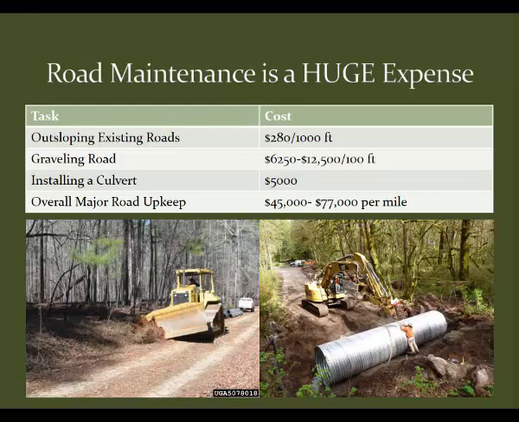To outslope an existing road might be several $100s per 1,000 feet. And you can imagine you're never just working on 1,000 feet of road. You're usually working on miles of road at a time. Graveling a road can be thousands, up to $10,000 per 100 feet. Installing a culvert is going to be thousands of dollars. So the upkeep of major forest roads is going to be on the scale of $50,000 per mile. And again, if you have 350,000 miles of roads that you're responsible for maintaining, that's a very expensive project for you.